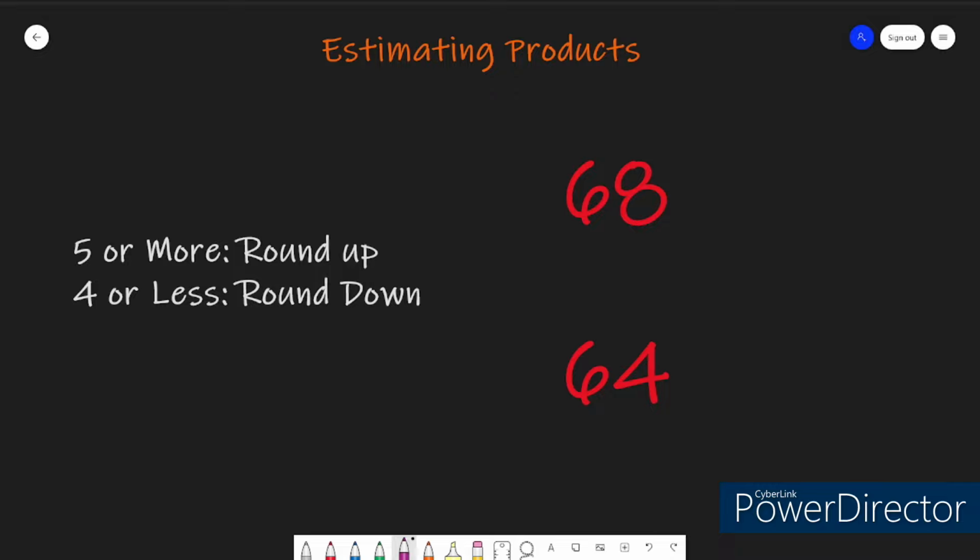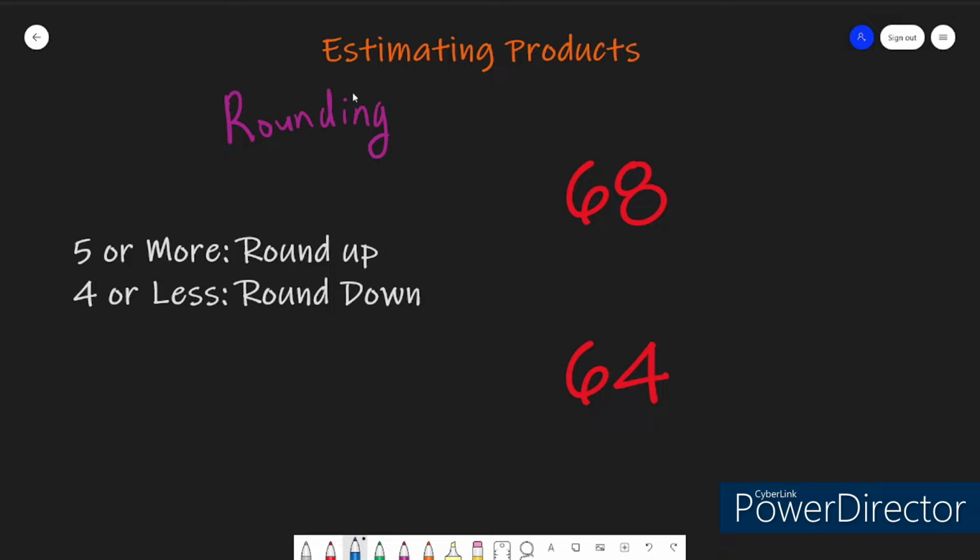Today we're going to be covering estimating products in multiplication. Before we get started, we have to focus on a specific task, and that task is rounding. Because rounding makes numbers easier, and when you estimate, the goal is to make actual questions or equations easier. So let's take a look at these two questions.